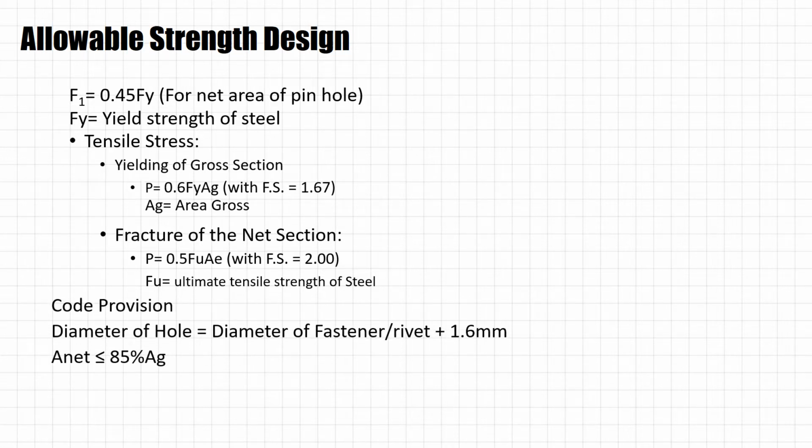Code provision: diameter of hole is equal to diameter of fastener or rivets plus 1.6 mm. And the area net is equal to or less than 85% of area gross.